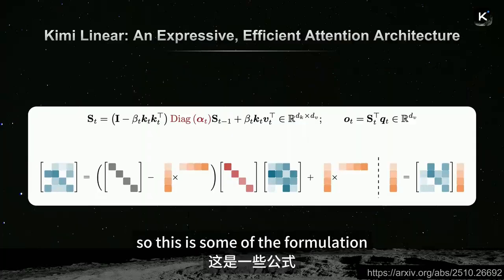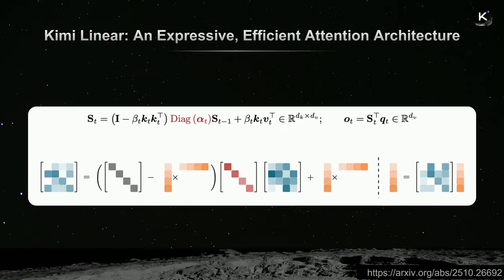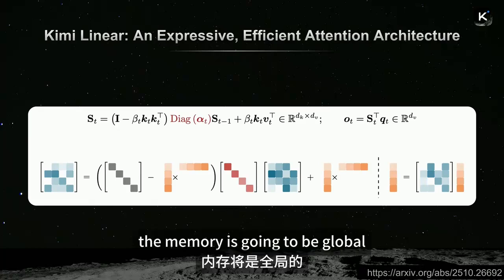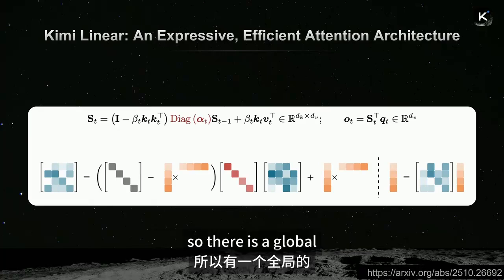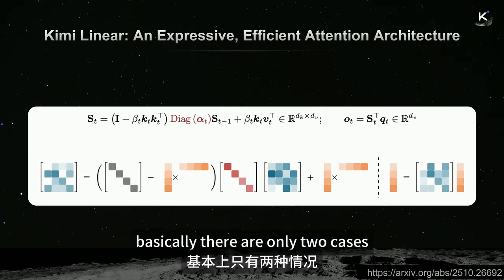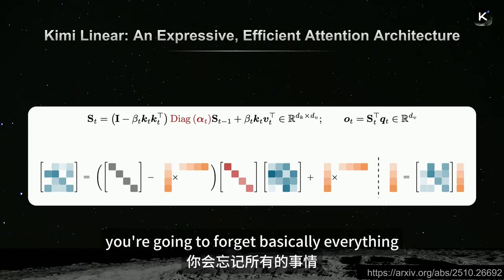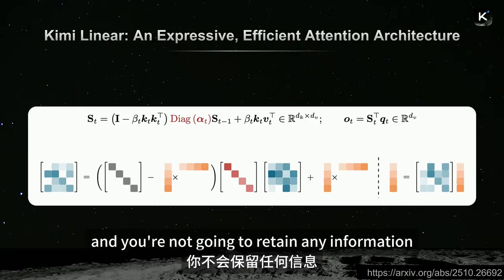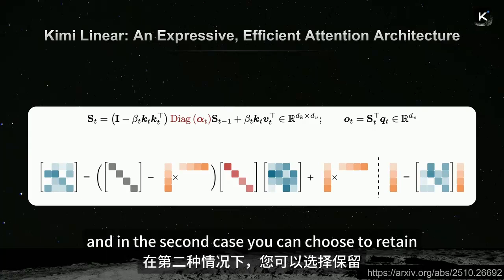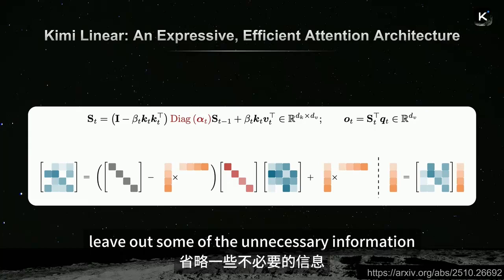So this is some of the formulation. The basic idea is simple. If you look at linear attention, in the original formulation, the memory is going to be global. So there is a global single decay factor that is applied along the way. So it means that basically there are only two cases. In one case, you're going to forget basically everything, and you're not going to retain any information. And in the second case, you can choose to retain almost everything, but at the same time, you don't have the capability to leave out some of the unnecessary information in this long context.